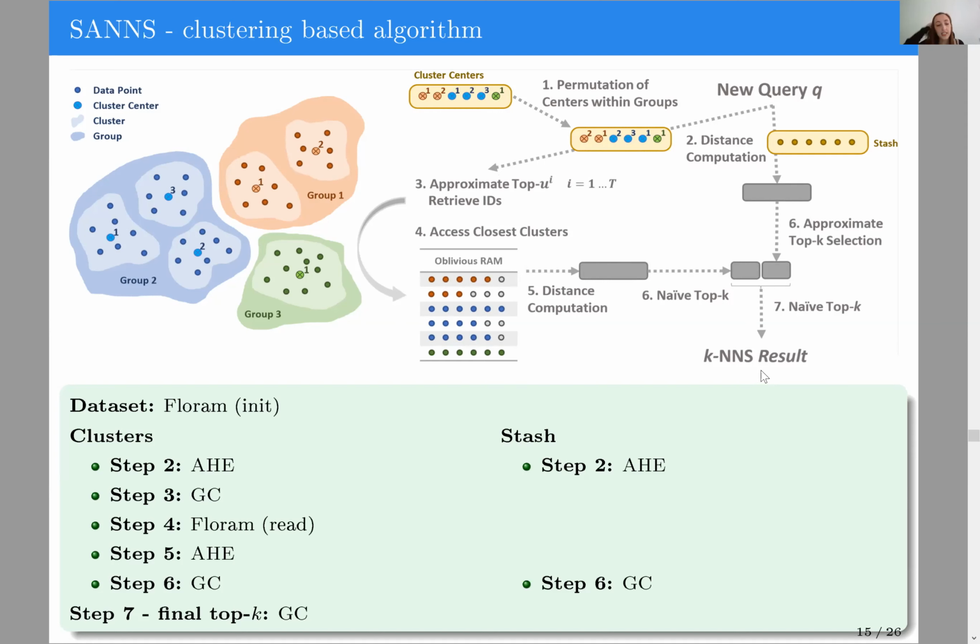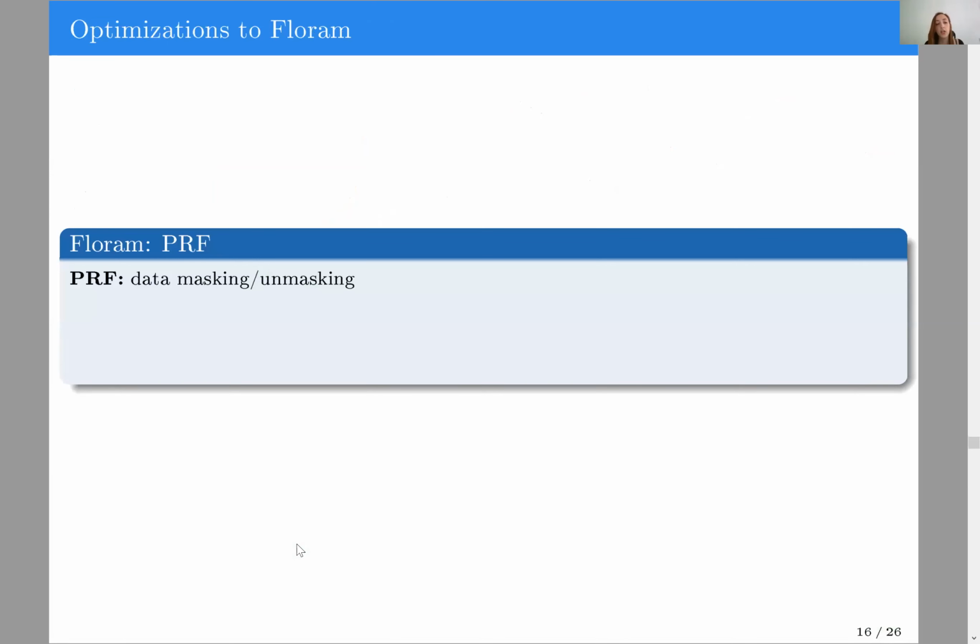As I said at the beginning in the introduction, for AHE we use BFV, the implementation provided by the SEAL library. For GC, we re-implemented GC by applying all the major existing improvements. And for FLORAM, we re-implemented at least the read mode of FLORAM, and we try to do some little optimizations. In particular, for FLORAM, we change the PRF computation.